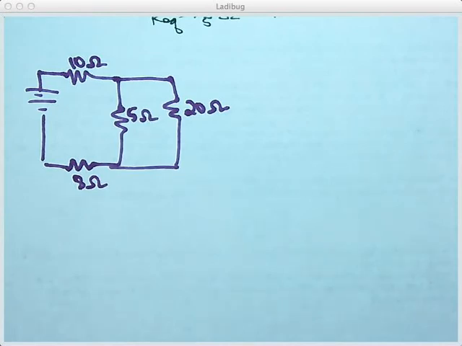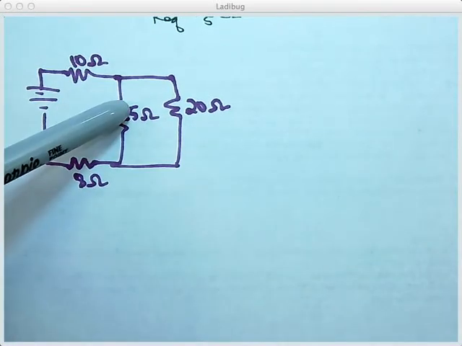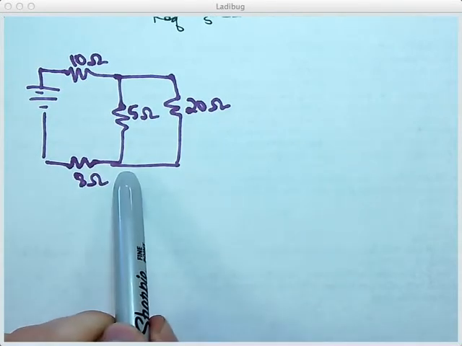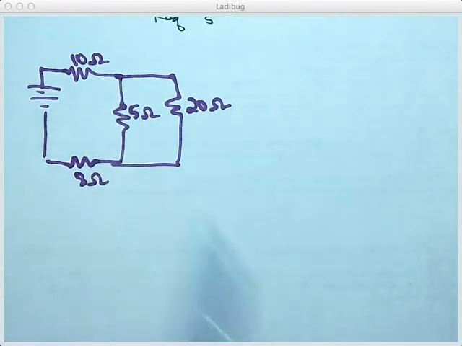Okay, so now you're telling me they're not in a series. Okay, there are no series on there. Why not? Because there's a split between 10 and 5, and there's a split between 10 and 8. See that split? See the split? They're not in a series.